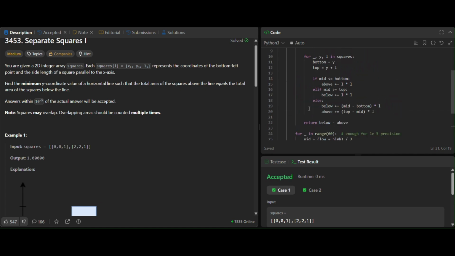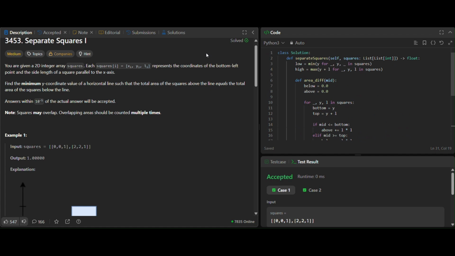Binary searching integers. This is a floating point answer. Stopping too early. Use enough iterations, about 60, for precision. Using union area logic. This problem is about summed contributions. What we did: converted geometry into a 1D area balance problem, observed monotonic behavior, and applied binary search on the answer. Interview tip. When a problem asks for a minimum value that balances something, always ask yourself, is this function monotonic? If yes, binary search is usually the correct move.